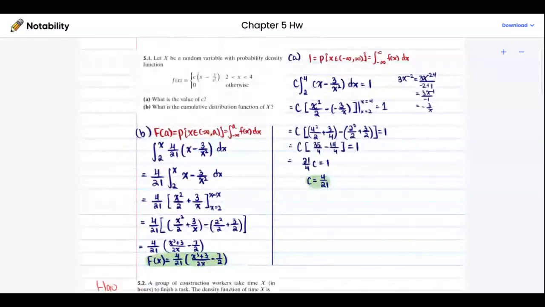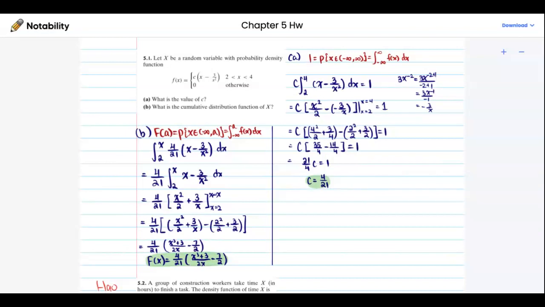So I'm presenting 5.1. Let X be a random variable with probability density function f(x) equal to c times (x − 3)/x², for 2 less than x less than 4, or 0 otherwise. Part A asks for the value of c, and part B asks for the cumulative distribution function of X.